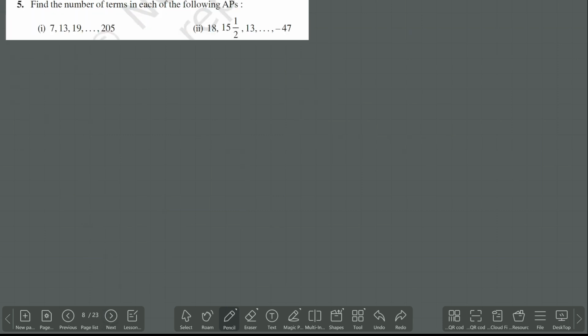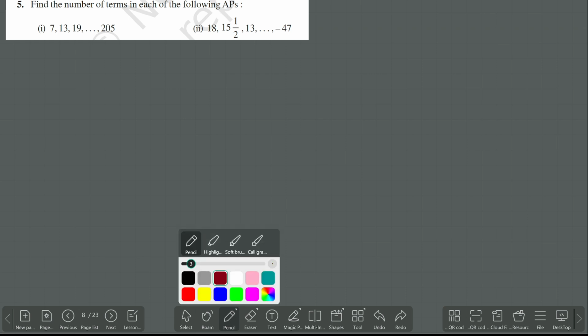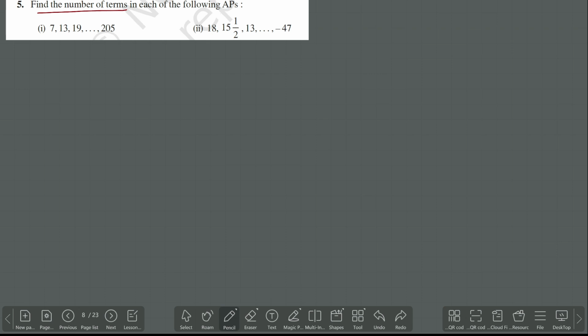Right. One more. We are going to the 5th one. We have 2 subdivisions. Here, what are they telling? Find the number of terms in each of the following APs. So here they said very clearly, they said AP, which means we can use the an formula. Is it okay? Right. Now, find the number of terms. Have you noticed what it means?